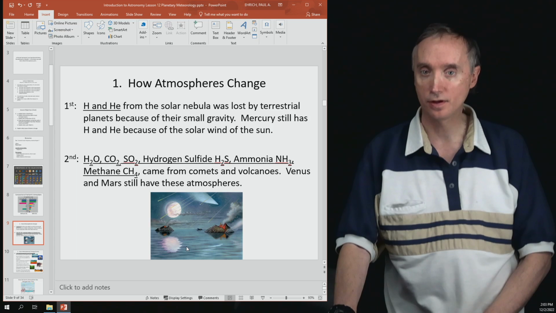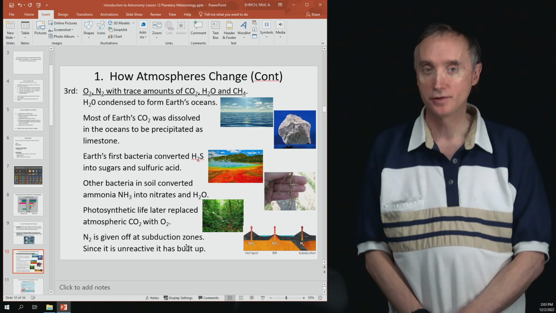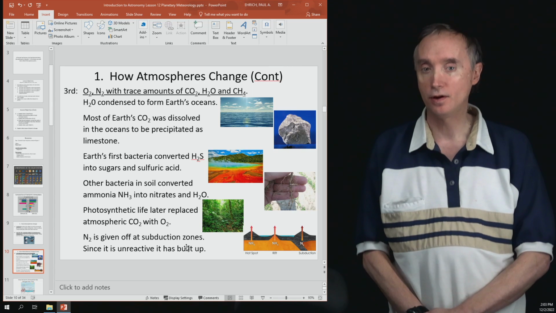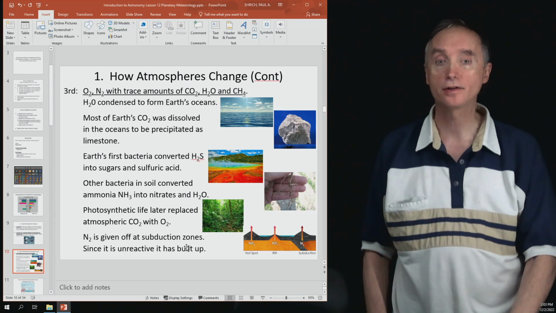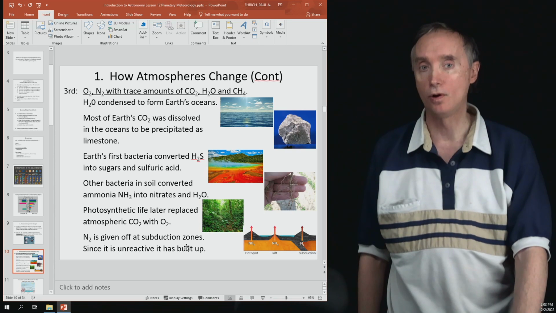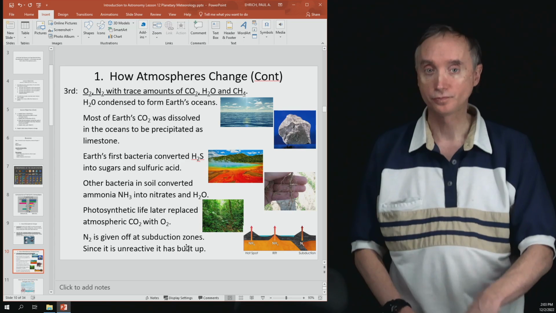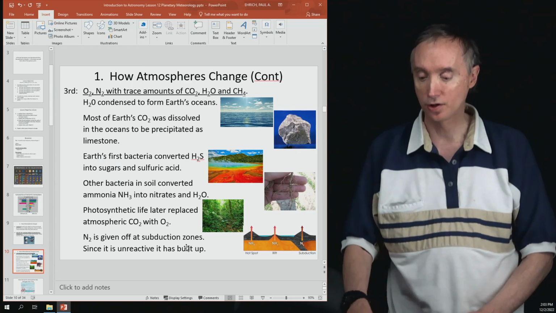All right, now let's go to Earth's tertiary atmosphere. So now Earth is going to be the only one of the terrestrial planets that is going to have a tertiary atmosphere. And so our tertiary atmosphere is going to be composed of oxygen and nitrogen with trace amounts of carbon dioxide and water and methane. So where did all of those other compounds go to?